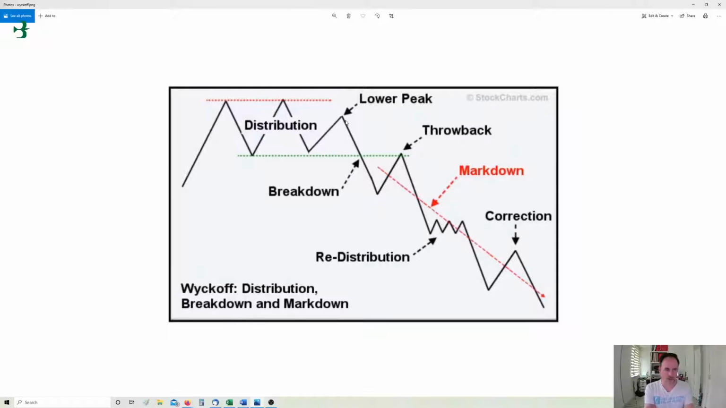But what you see here is a distribution pattern where supply of a certain asset on the market is greater than the demand, and then you get a breakdown, where it goes through support. And then you get a throwback, which is testing, or flipping, as I call it, flipping support into resistance. So the support line becomes a resistance line, and from there you go down, you get the markdown phase. In the middle you see a redistribution, and then you get a correction, and then it goes up again. So assuming that we have seen the top, which I'm not sure, I want to just show you what the scenario would look like.